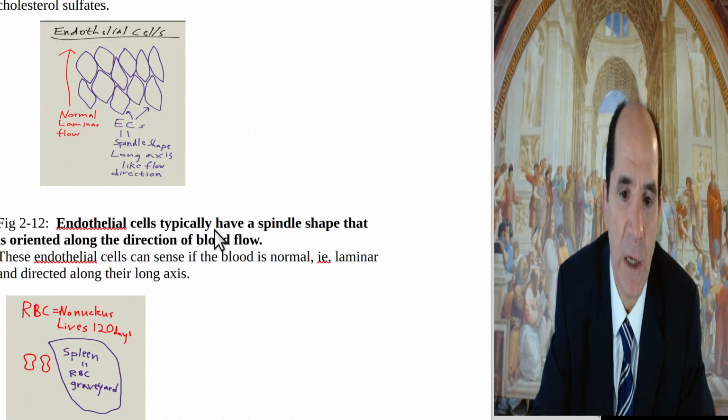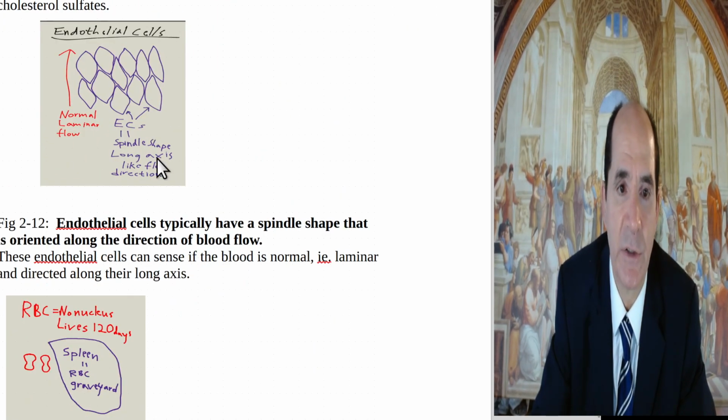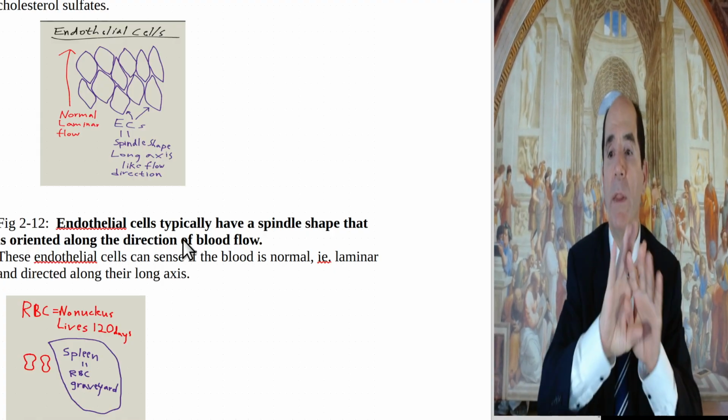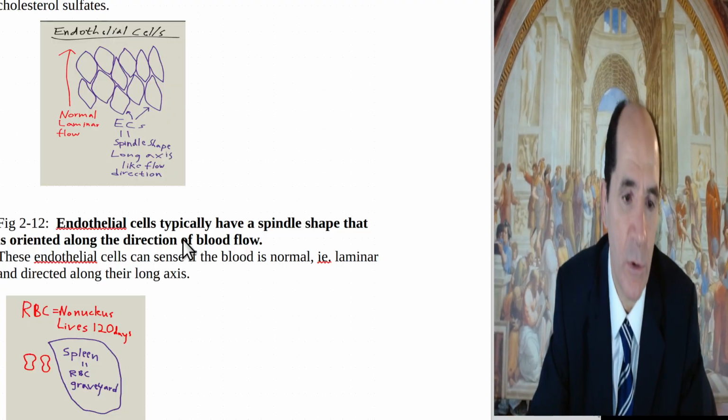Okay, the endothelial cells are lined up along the long axis of the artery. So they have directional sensitivity to the flow. That's how they can tell when the flow is chaotic or retrograde.